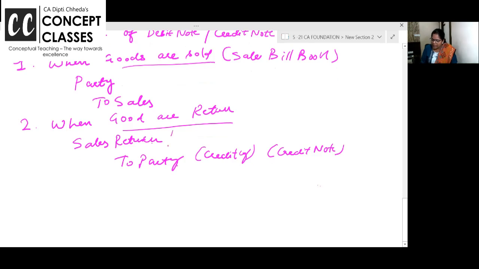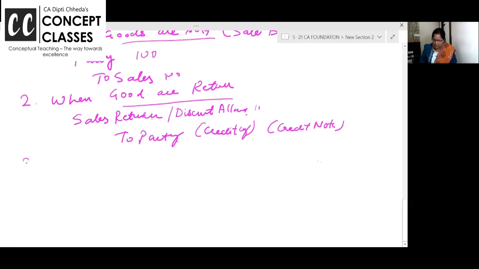Yes. Sometimes it is also used for discount allowed. So just add that also. When you allow discount to the party, what are you doing? Party, I have sold you goods of 100. Now you are not going to pay me 10 rupees, discount allowed. So again, credit note. Because what are you doing to the party? Credit. So write down discount allowed also.